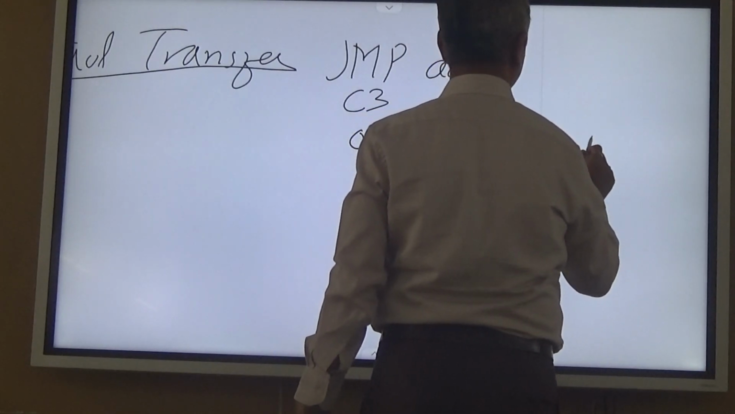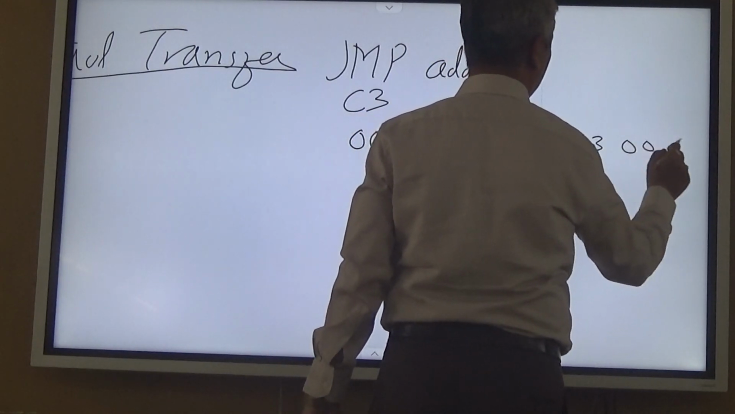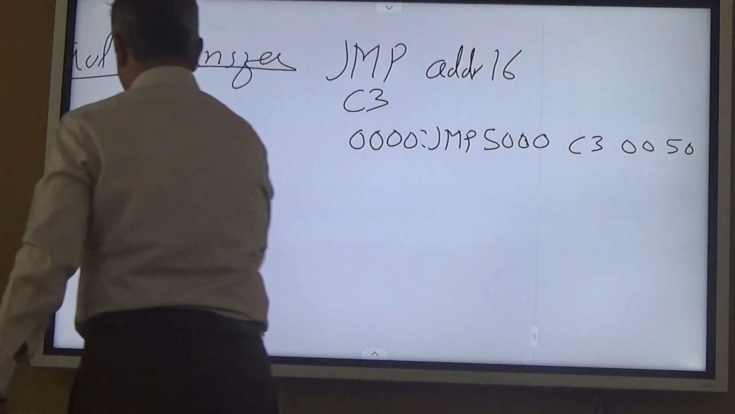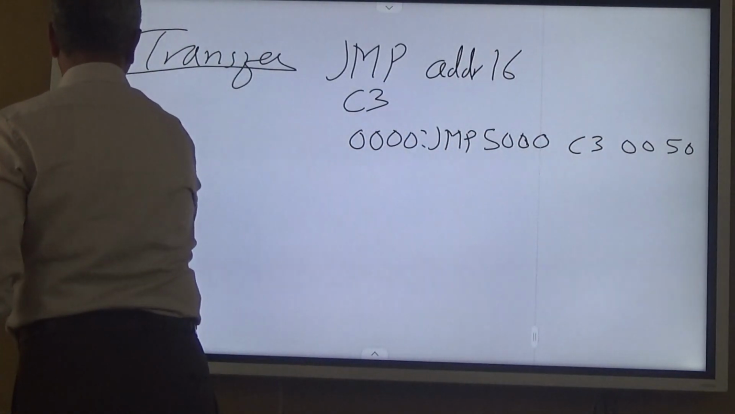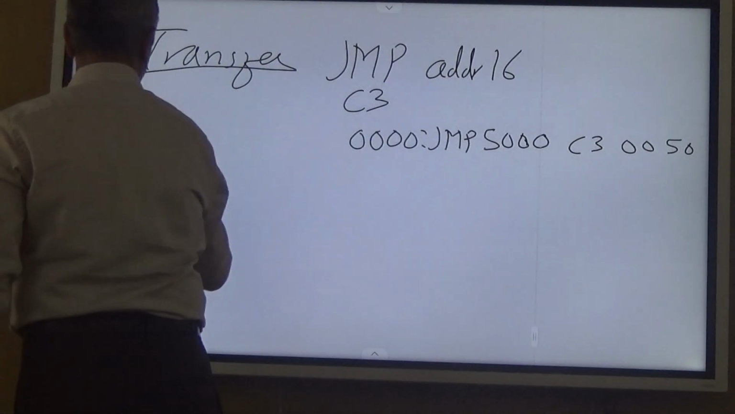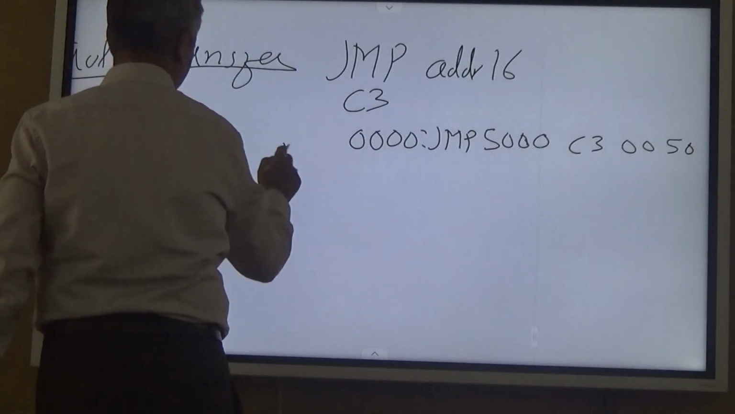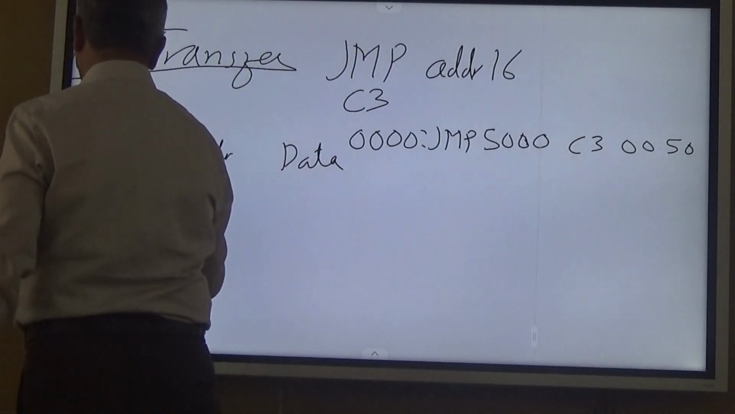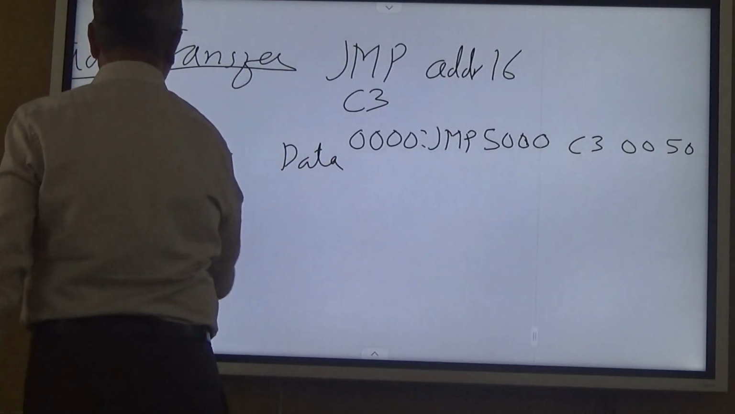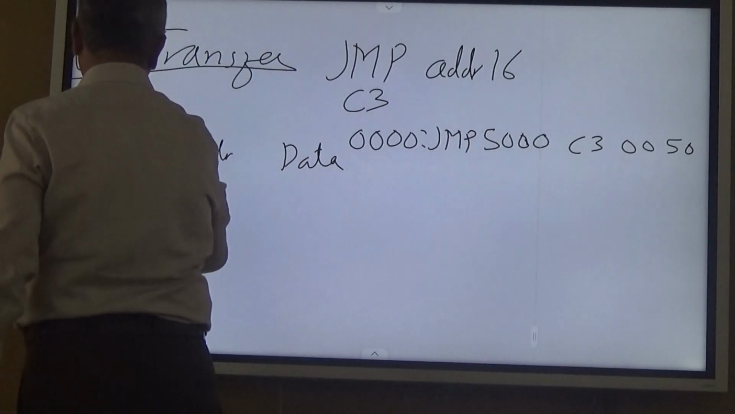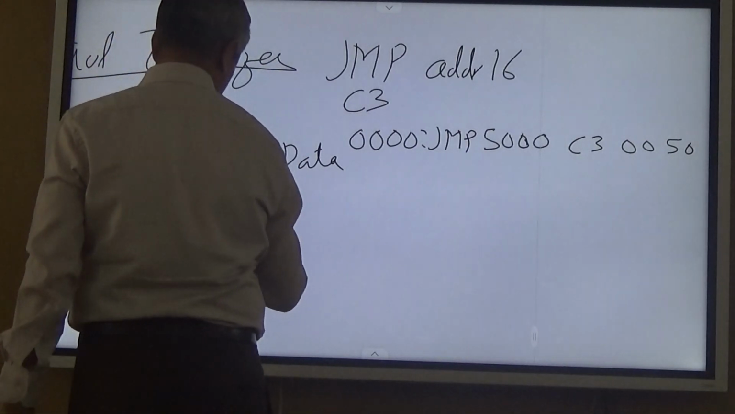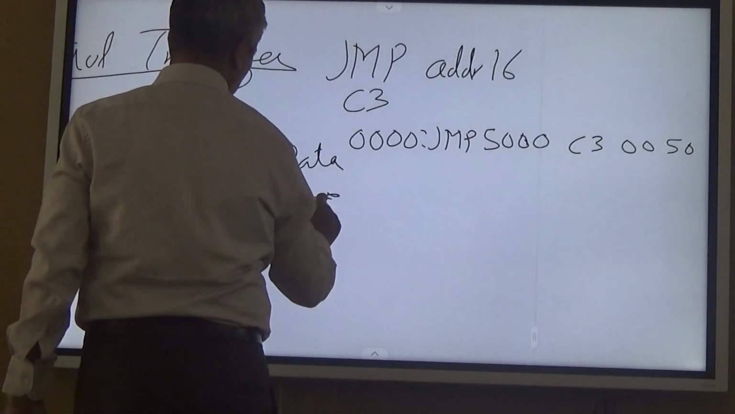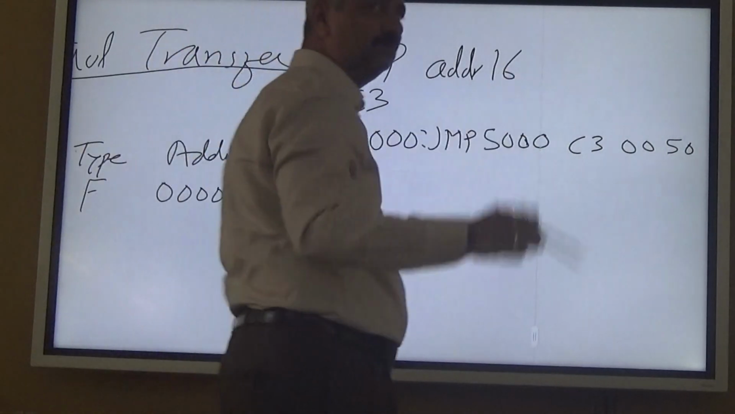The opcode is C30050. So we start: type, address, data. Now you tell me, the first type is fetch, program counter will give address 0000. Here I write it specifically, no need actually. Program counter will give 0000, opcode is C3, it goes to IR. So now you complete the next cycles.